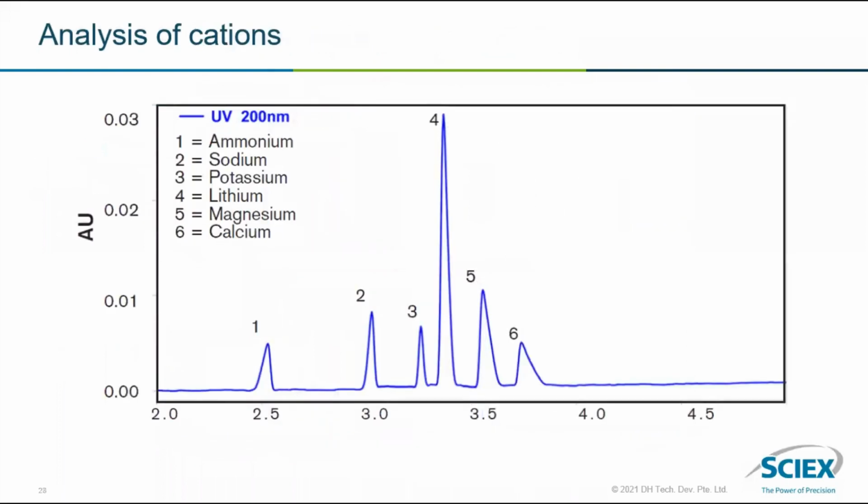For the analysis of cations, we use UV 200 nanometer, and in this electropherogram, you can see the separation of the standards. Here we got ammonium, sodium, potassium, lithium, magnesium, and calcium. The runtime is again very short, less than 5 minutes, and we were able to quantify and identify the cations present in the sample.